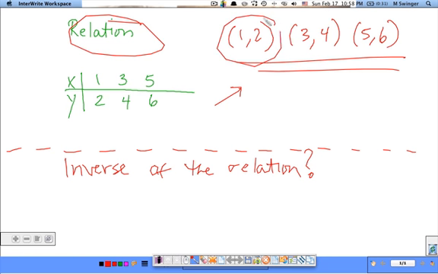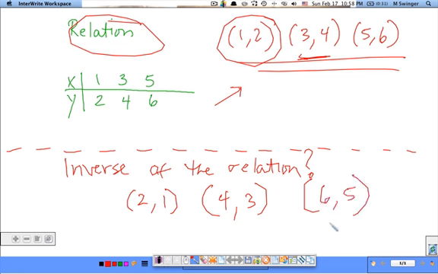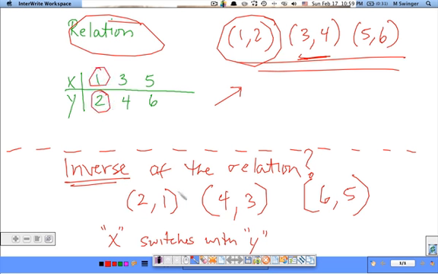So instead of 1, 2, we're going to do 2, 1. Instead of 3, 4, we're going to do 4, 3. And 6, 5. Look what happened. 1 and 2 reversed, or they switched. 3 and 4 reversed. The opposite happened. Instead of 3, 4, 4, 3, and so on. That's what it means to reverse. So x switches with y. That's what happens on a simple level. The x value switches with the y value, and that's what it becomes.